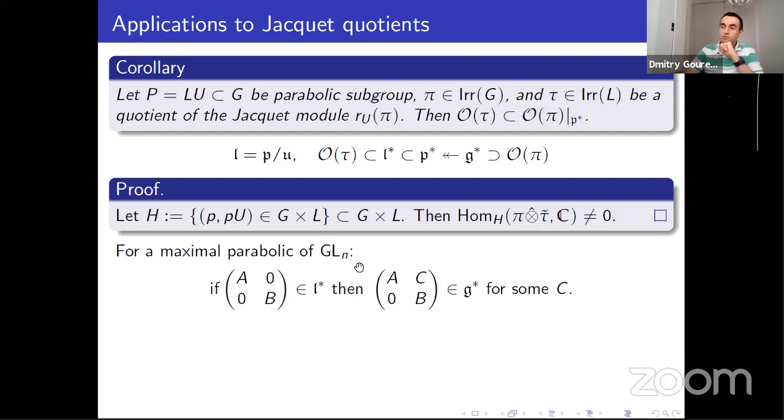So now, what does it mean for GLn? For GLn, it means that if the matrix (A 0; 0 B) lies in O of tau, then (A C; 0 B) lies in O of pi for some C.